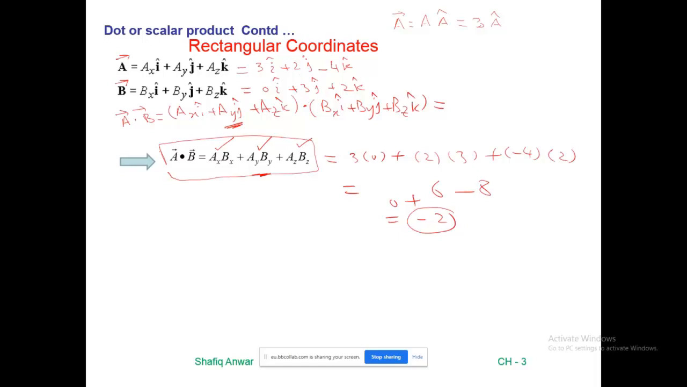Teacher, the question will give us all the ax and the rest? Yes, yes, yes. Right.